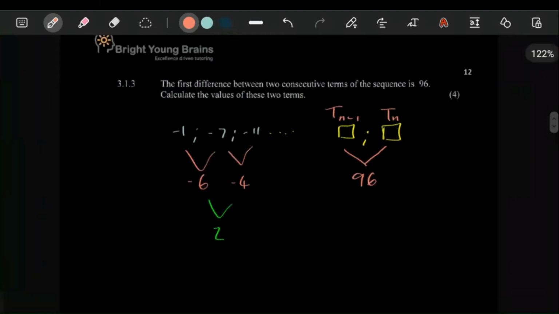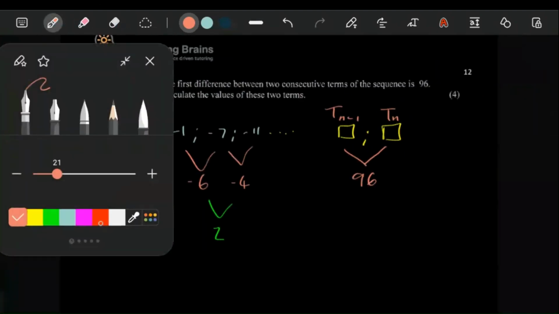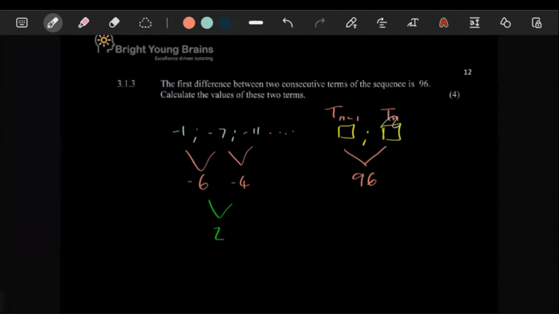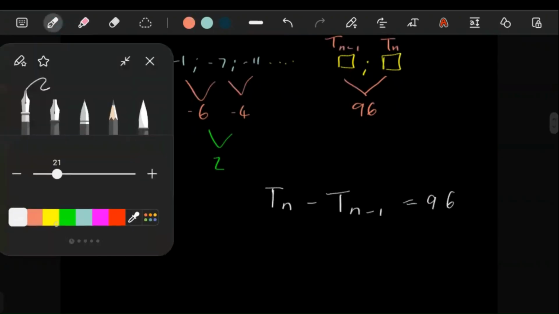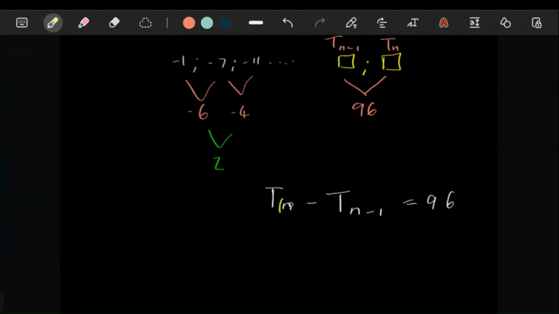So fortunately, because of what I've written up here, this is going to be a specific term. This is the one before it. So what you can say is Tn minus Tn minus 1 is equal to 96. So what that means is, in the general term, where n is, you can put n. Where n is, you can put n minus 1. And then make it equal to 96.